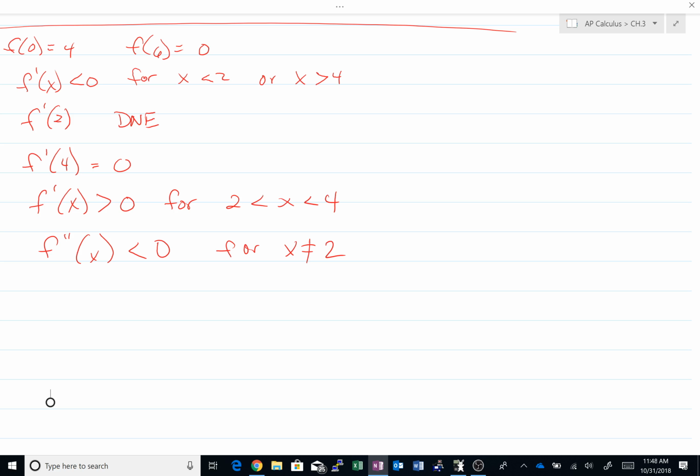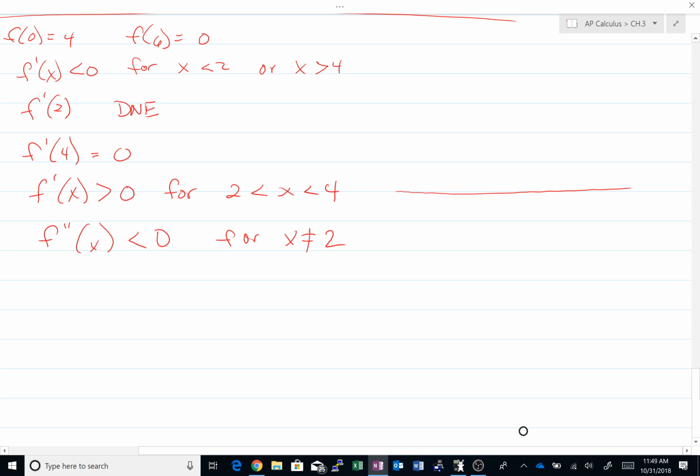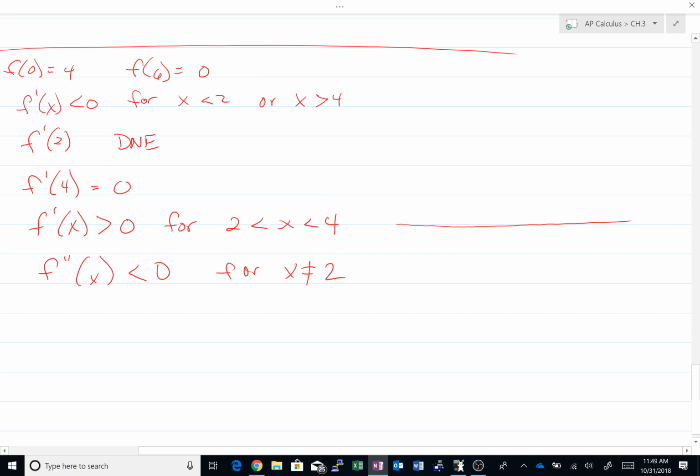All right, here we go, guys. I'm going to keep going. So what's happening? We'll finish on this one. All right, let's go with what we got here. F of 0 is 4. So they basically say we've got a point here. And then F of 6 is 2, 4, 6. We've got something going on there. First statement: the first derivative is negative for everything left of 2 and everything right of 4.